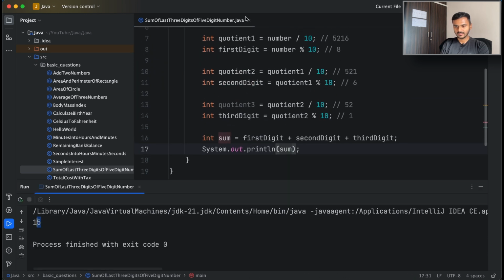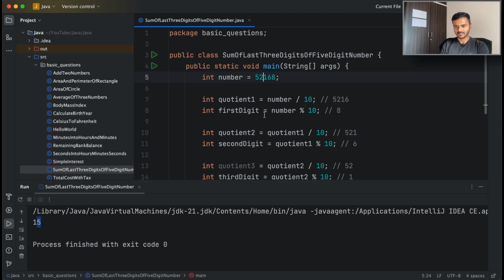Is this the correct answer? Well, it is, because 1 plus 6 is 7 plus 8 is 15. Now if I change this to say 52,000 and then I run the code, it will be 0. If I change this to say 12111, this is going to be 3, and that's correct.